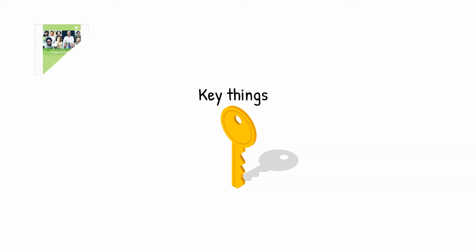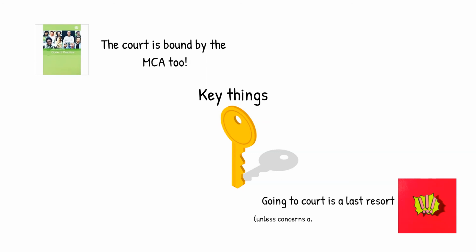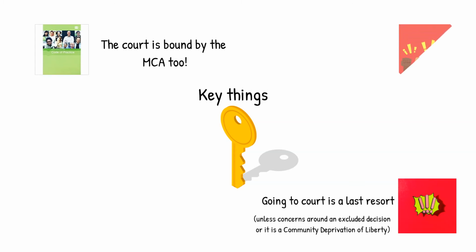Some key things to remember about the Court of Protection. They are bound by the MCA too. All decisions they make must comply with the MCA and be made using the best interest checklist. Unless it is a protected decision or a deprivation of liberty in the community, approaching the Court of Protection is a last resort. The Court of Protection looks to see if an individual's human rights are being infringed by circumstances or decisions made, so make sure you have considered this before going to court.